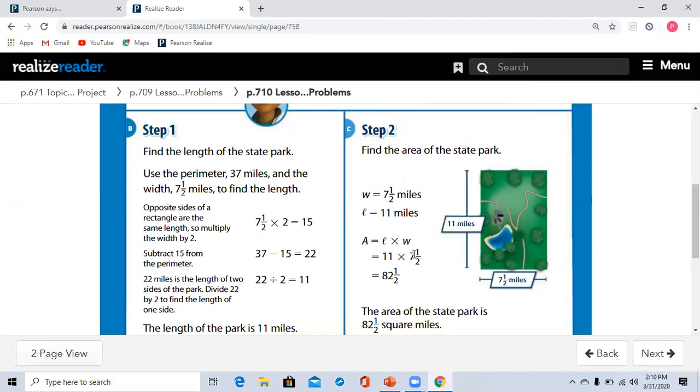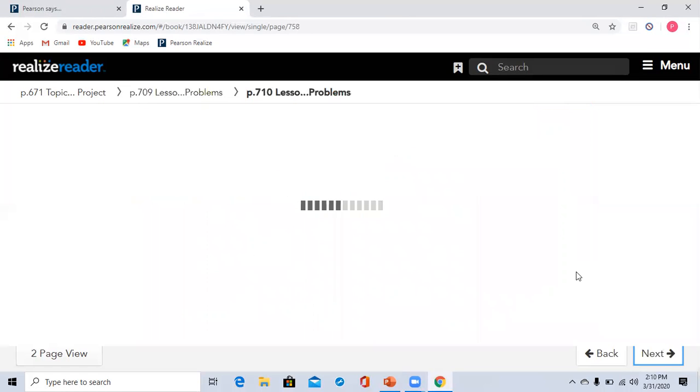So how do I calculate the area of the park then? If the width given to me is 7.5 and the length that I've worked out is 11 miles, the area will be length multiply width. 11 multiplied by 7.5 will give me 82.5. Let's go to the next page to practice a little bit.